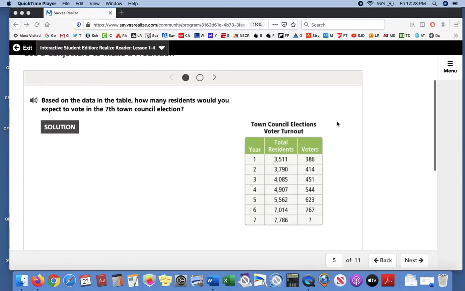Based on the data in the table, how many residents would you expect to vote in the 7th Town Council election? We have 6 years worth of data, I guess 7, and the number of people in the town keeps going up, and it looks like the voters keep going up. Because they're both going up, there could be a relationship between the two numbers.